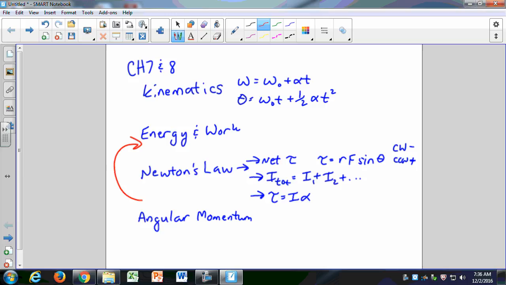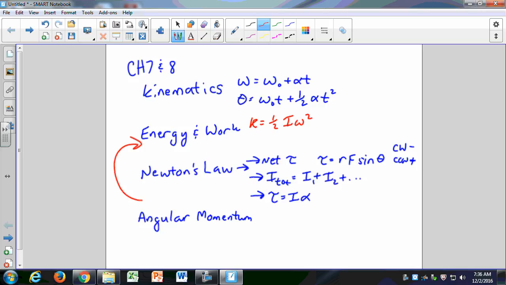Remember, we had a couple things that were relevant here. The kinetic energy is 1/2 I omega squared. So it might be something as simple as, what is the kinetic energy after a certain amount of time? After finding the acceleration, you find the speed, and then you can determine the kinetic energy.